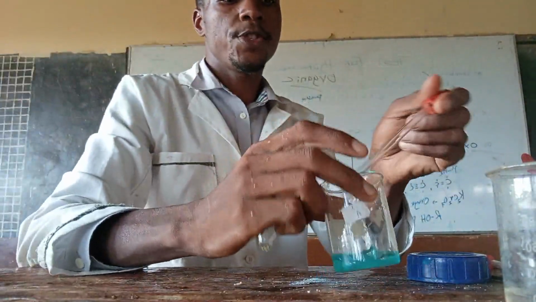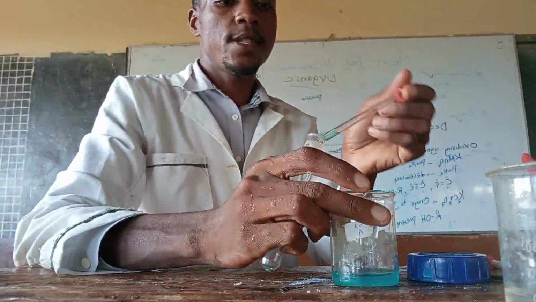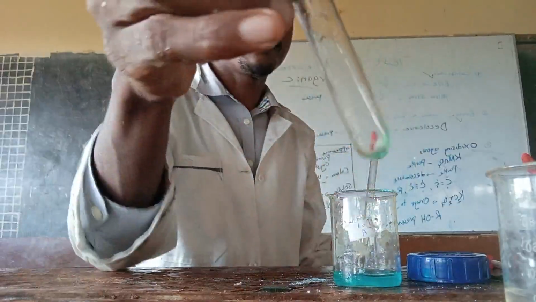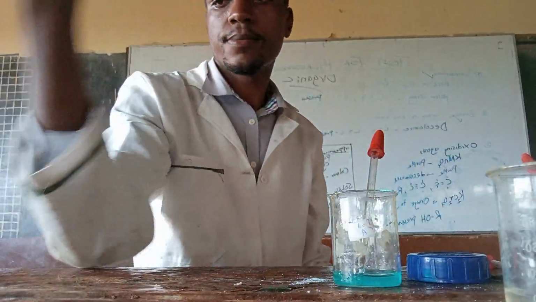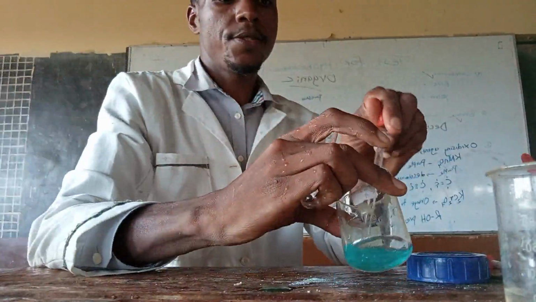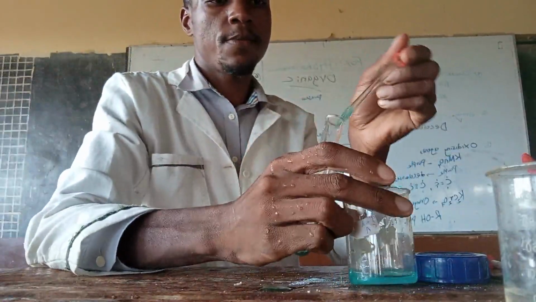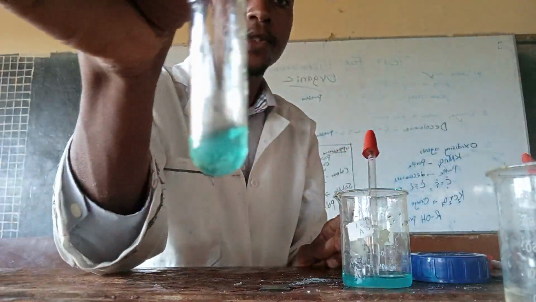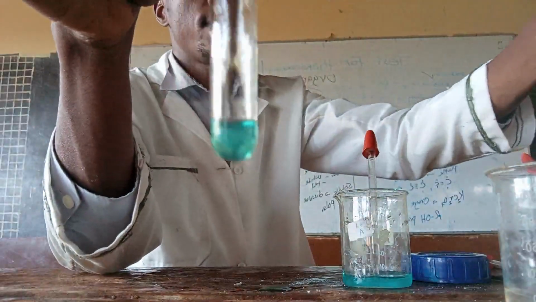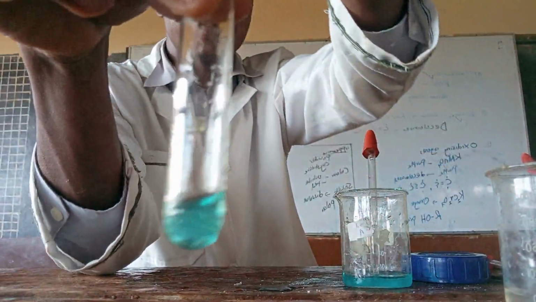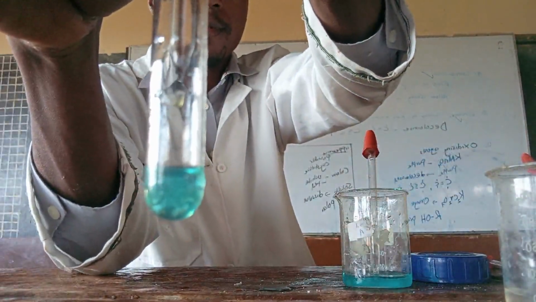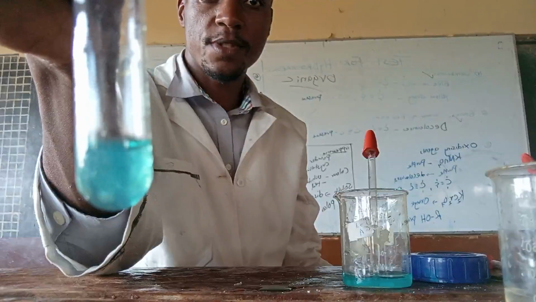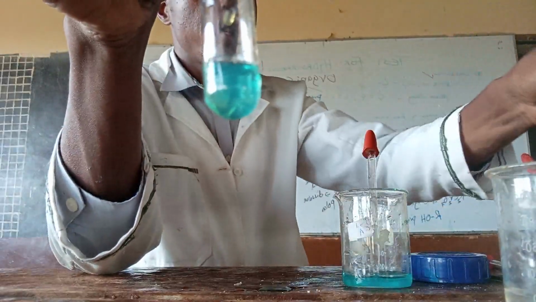Into my second portion, ammonia now. This is my second portion. And few drops of ammonia till excess. Let's see. Few drops. 1, 2, 3. Blue precipitates. And blue precipitate formed. And what about in excess?